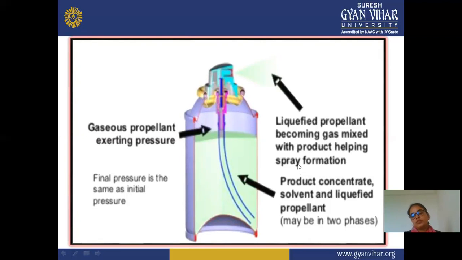Next is product concentrate, solvent, and liquefied propellant. In this, the product concentrate is formed, and this product concentrate will be in the solvent form, and the liquefied propellant may be in two phases or in a single phase, depending on the type of formulation. So the product concentrate is available in a single or multiple form, or two phases, that is solvent and liquefied propellant.